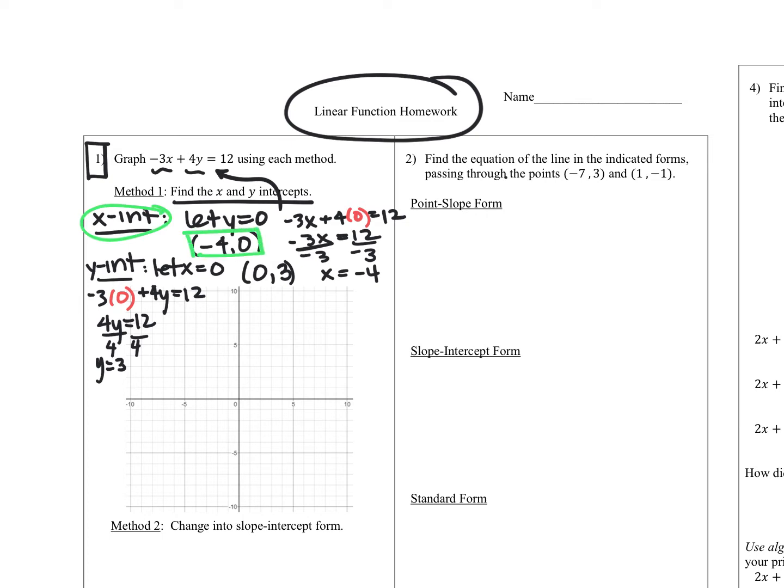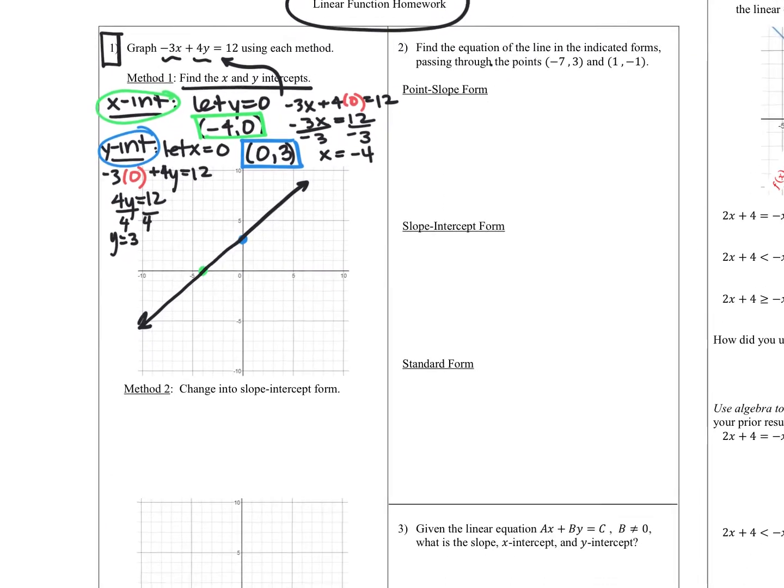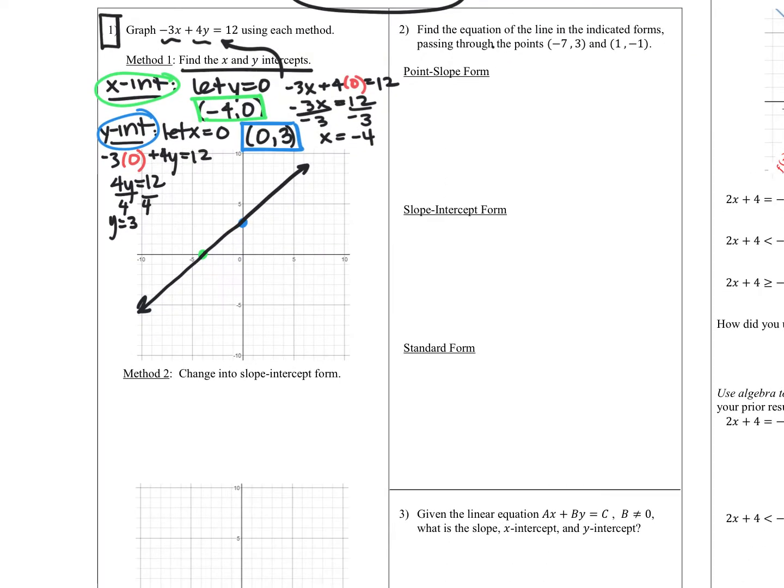So my x-intercept is negative 4, 0. I plot that on my graph. My y-intercept is 0, 3. I plot that on my graph. And then I can connect the dots, and that would be a graph of that linear equation. That's one way. Another way we could do that is to put it into slope-intercept form.